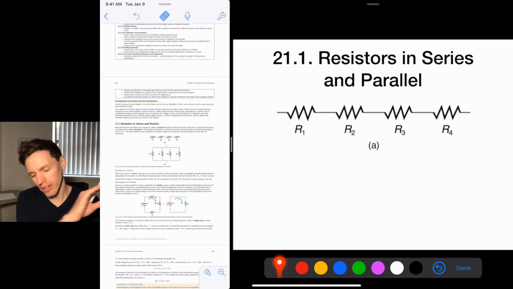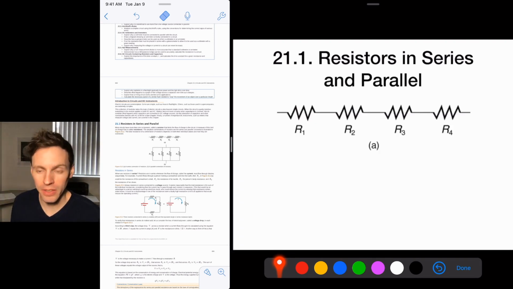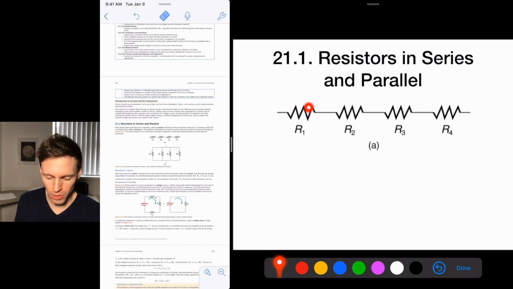Okay, so you can put resistors in series like this, okay? 1 resistor, 2 resistor, 3 resistor, 4 resistor. This is called series.